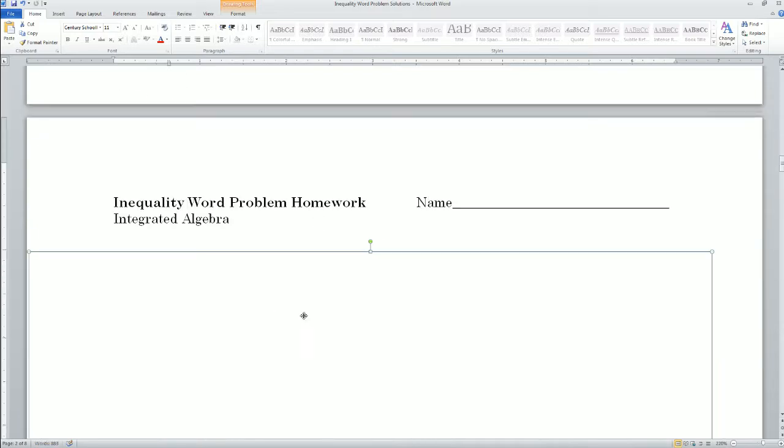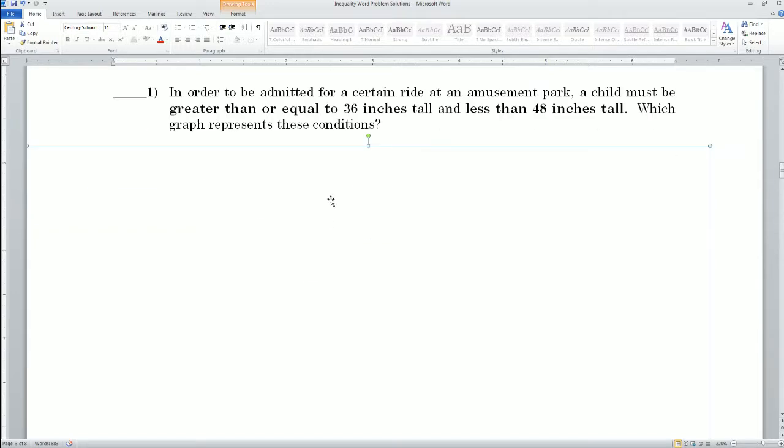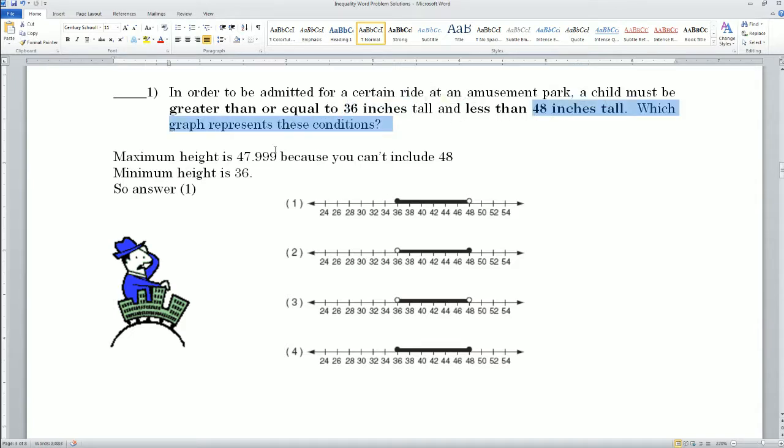Alright, here we have some more word problems. In order to be admitted for a certain ride at an amusement park, a child must be greater than or equal to 36 inches tall and less than 48 inches tall. Which graph represents these conditions? Right, so the maximum height here is 47.999 repeating, of course, because you cannot be 48. You have to be less than 48.